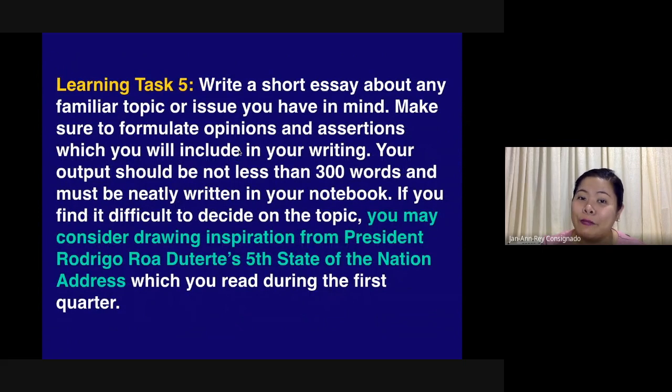Learning task 5. Write a short essay about any familiar topic or issue you have in mind. Make sure to formulate opinions and assertions which you will include in your writing. Your output should be not less than 300 words and must be neatly written in your notebook. If you find it difficult to decide on the topic, you may consider drawing inspiration from President Rodrigo Roa Duterte's fifth State of the Nation address, which you read during the first quarter.